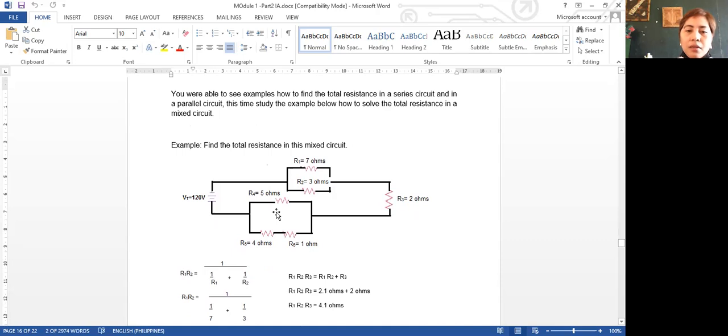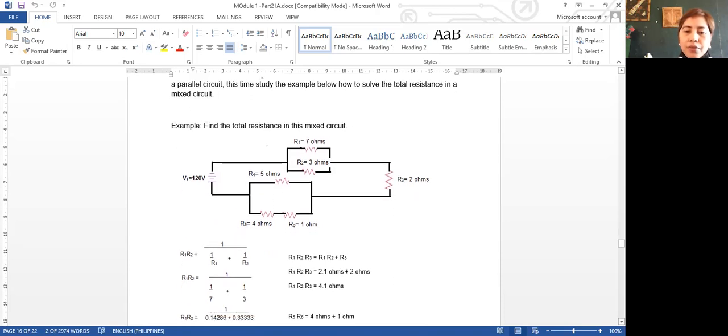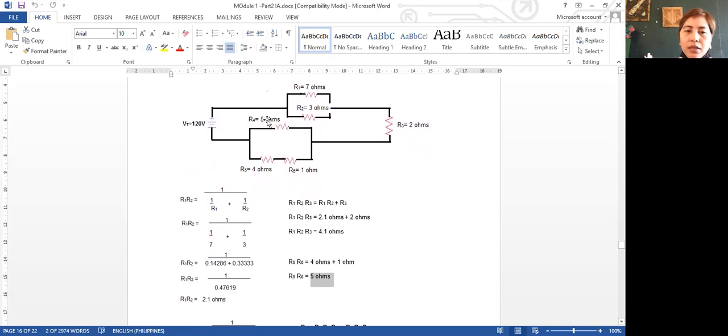The next is to use the formula for parallel: product over sum or the reverse, for you to be able to get the total of R4 and the total of 5 and 6. If you're able to get it already, that is now the time that you are going to add the total of R1, R2, R3 to the total of R4, R5, and R6. Okay? So that is the mix.